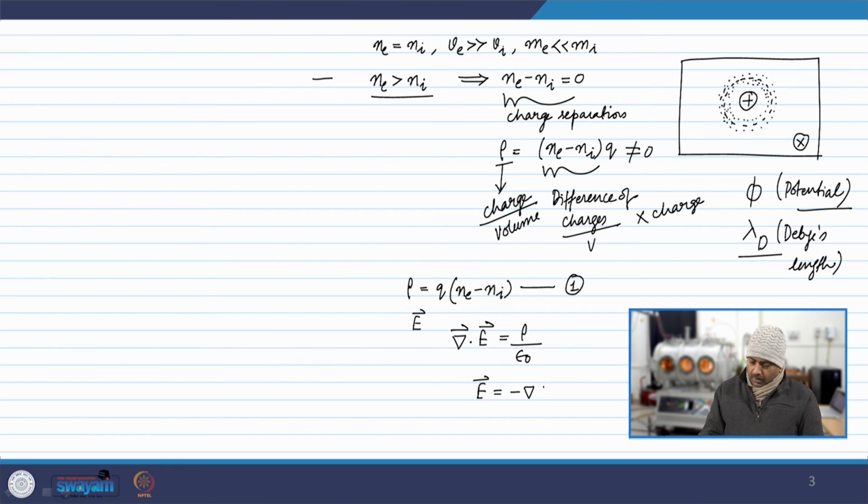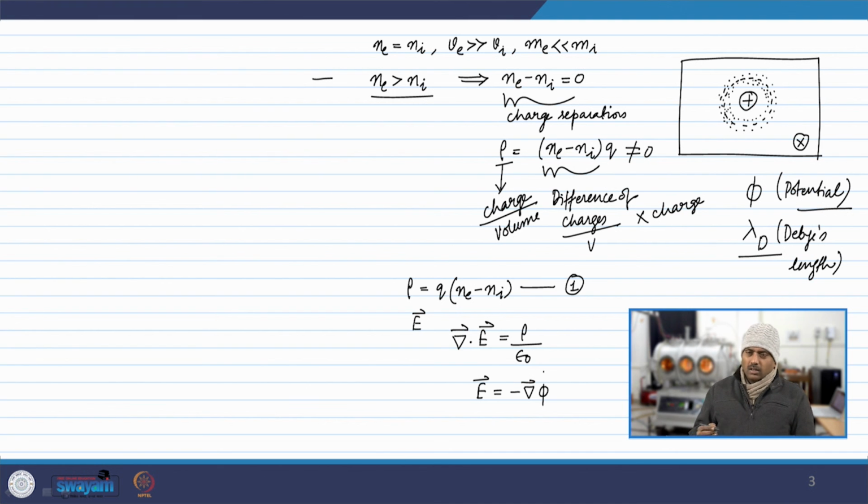Because of the non-zero charge density, the electric field will result. So we can write an expression for the electric field, which is del dot E is rho by epsilon naught, right. Due to a non-zero charge density rho, the amount of electric field that will be generated is E, right. Del dot E is equal to rho by epsilon naught. Now, what is electric field? Electric field is the negative potential gradient, right. So E is equal to minus del phi, okay.